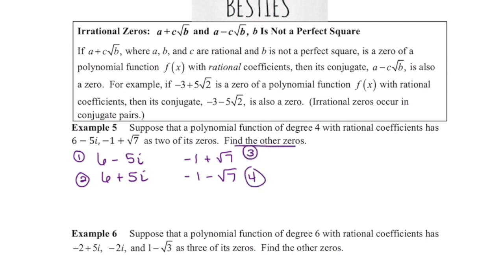It's asking us to find the other zeros. Degree 4 means that we're going to have 4 zeros. They could be imaginary or complex, and they could be real number zeros.